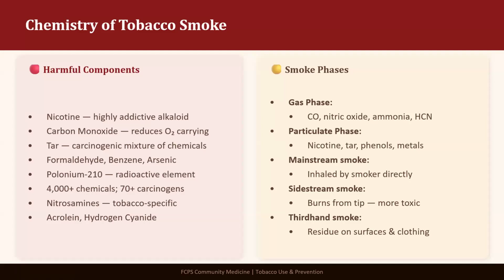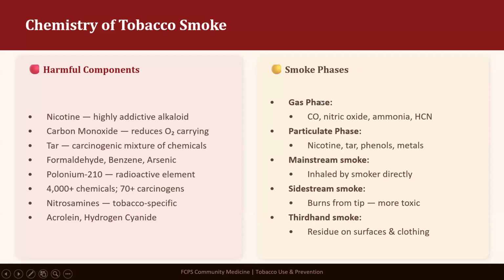Next is the chemistry of tobacco smoke. Harmful components present in smoke include nicotine, which is a highly addictive alkaloid, carbon monoxide, which reduces oxygen carrying capacity, tar, which is carcinogenic, a mixture of chemicals, formaldehyde, benzene, arsenic, polonium 210, which is a radioactive element. 400 plus chemicals and 70 plus carcinogens are present in tobacco: nitrosamine, which is tobacco specific, acrolein, and hydrogen cyanide.